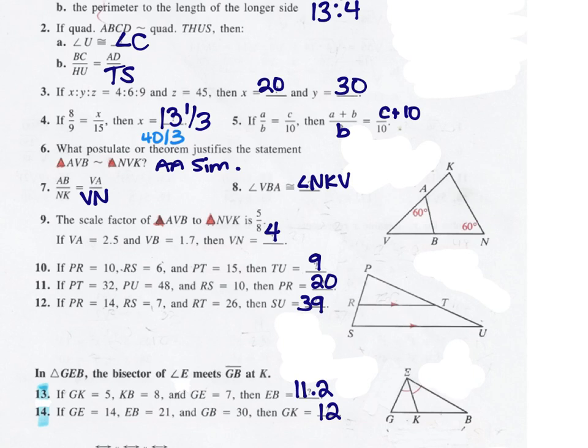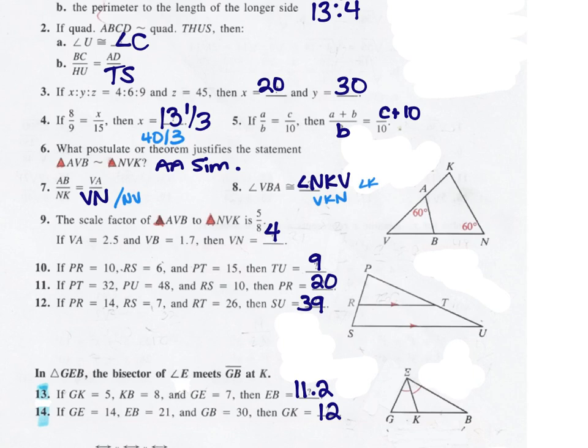6 is angle similarity. 7, the missing part there is VN or NV. 8, angle VBA should equal angle NKV or VKN, same thing. So this could also be NV. The letters can be switched. You can even use K on that, because angle K would have been fine too, because that vertex is not shared.